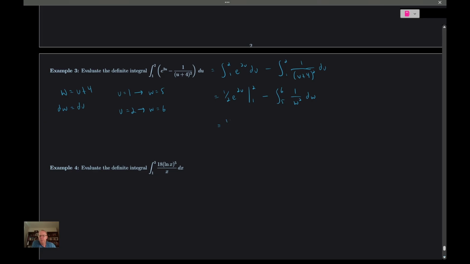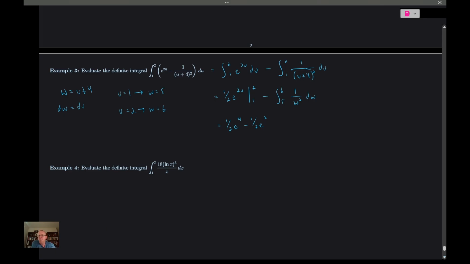So we have 1/2 e to the 4th minus 1/2 e squared. Now we didn't change this variable, so we don't need to change these limits. So since we kept the u in here, we keep the 2 and the 1.